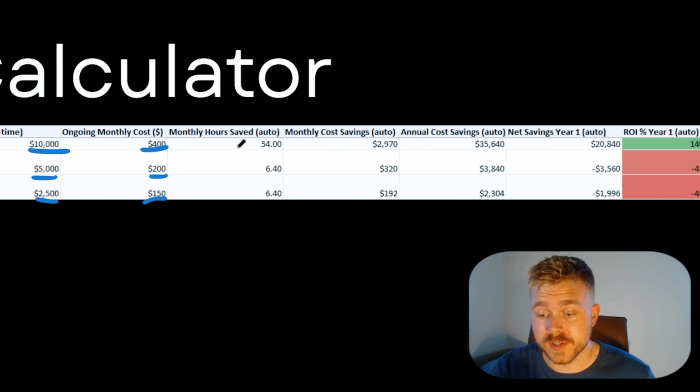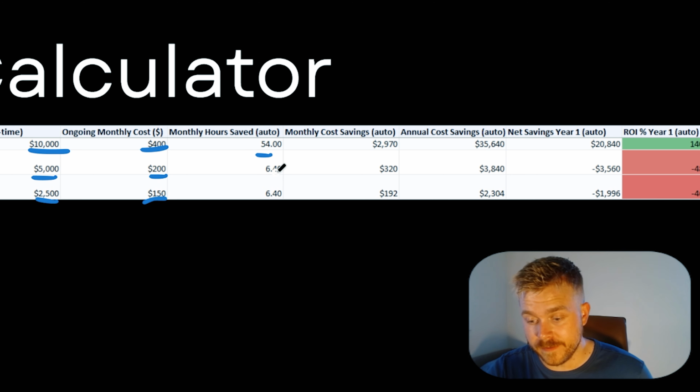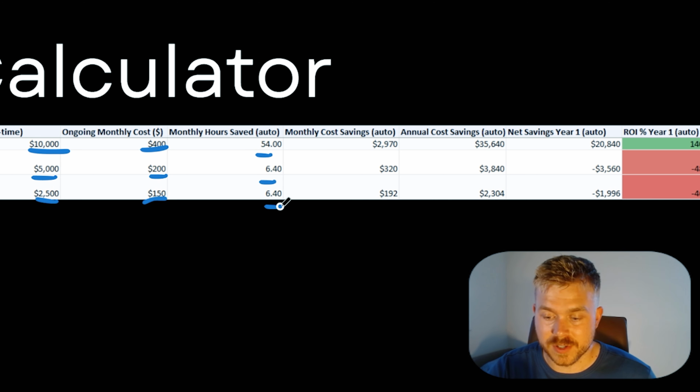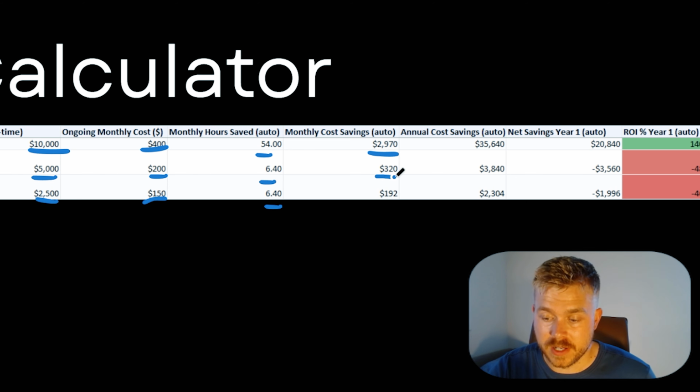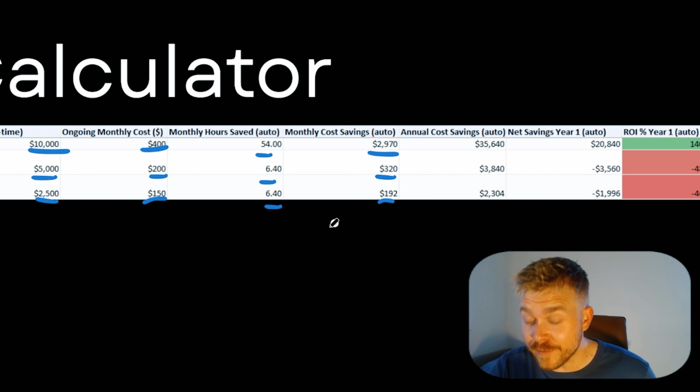Now, the monthly hours saved, this is where we get into the calculation side of things. As soon as I'm done plugging in all my numbers, it's going to tell me exactly how many hours they're saving a month. In this case, we can see the lead qualification is 54, and then we only have just over 6 hours for the other two. It's also going to talk about monthly cost savings. So here they're saving almost $3,000 a month if they implement this lead qualification and follow-up system. And then for the presentations, it's $320, $192. So not very much, right?